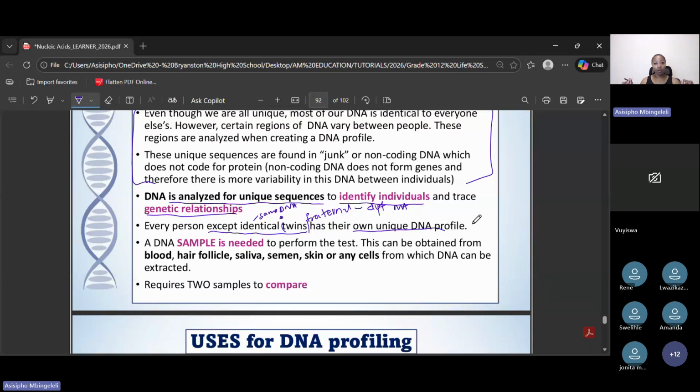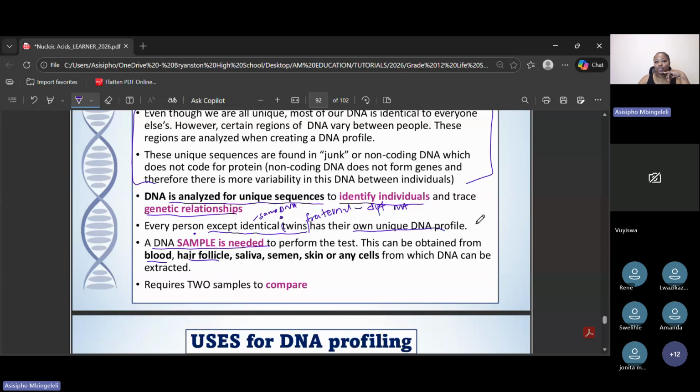Now, how are they going to get this DNA that we're speaking about? They are going to collect a DNA sample. So they need a sample, which obviously contains your cells, and then from that cell, they'll get the DNA. They will then perform a test. And how do they obtain this? They can get it from the blood. They can get it from your hair follicle, saliva, semen, skin, or any cell, because any cell that you have in your body will have your DNA.